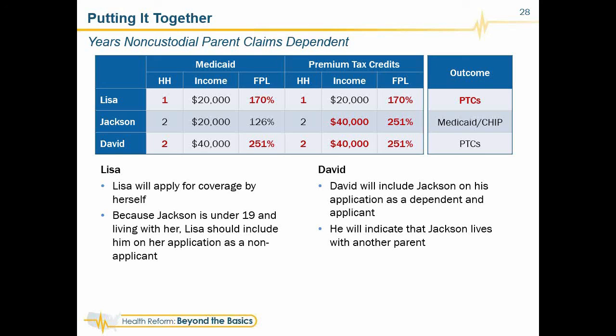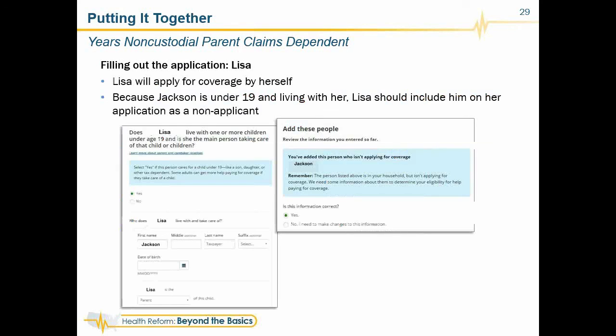Jackson is still going to be a household of 2, so he's still going to be Medicaid eligible either way. David is a household of 2 when he's claiming his son for Medicaid purposes, and he's out of Medicaid range, and so he would need to claim premium tax credits. So aren't you glad the computer does this? Does it make you feel better about all the questions they ask? This is what they're trying to get at when they're asking all those questions and dancing around.